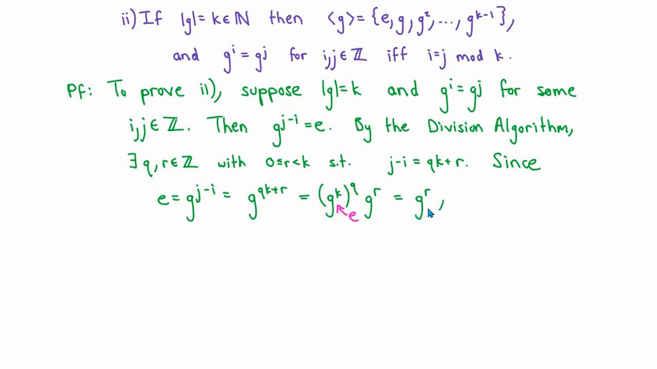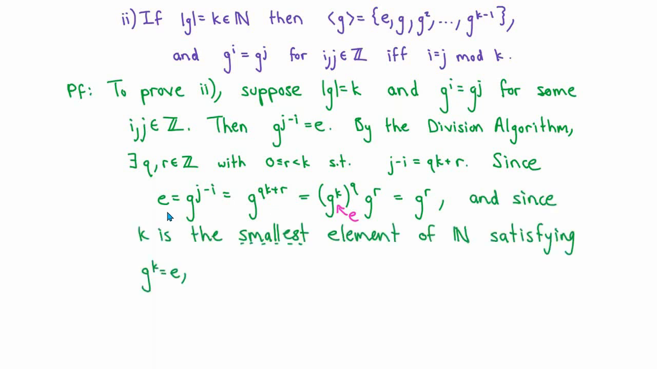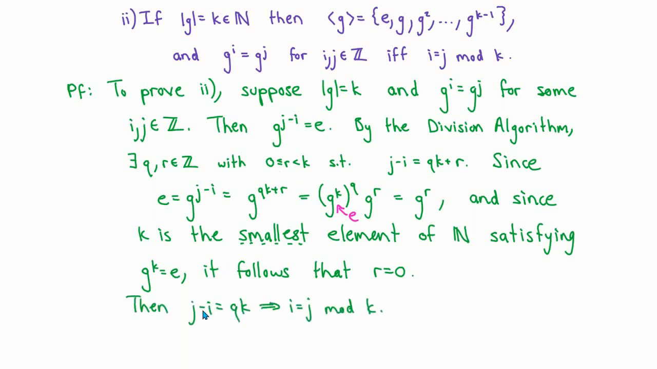But now I'd like to use the fact that the order of an element is the smallest natural number with the property that when you raise that element to the power, you get the identity element. So in this case, since k is the smallest element of the natural numbers with the property that g to the k is the identity, and since the remainder r is required to be bigger than or equal to 0 but strictly less than k, I can conclude that r must actually be equal to 0, and therefore that j minus i is actually equal to q times k.